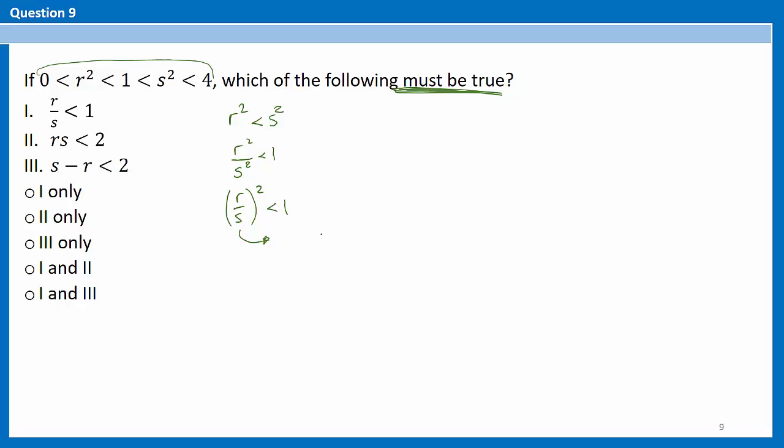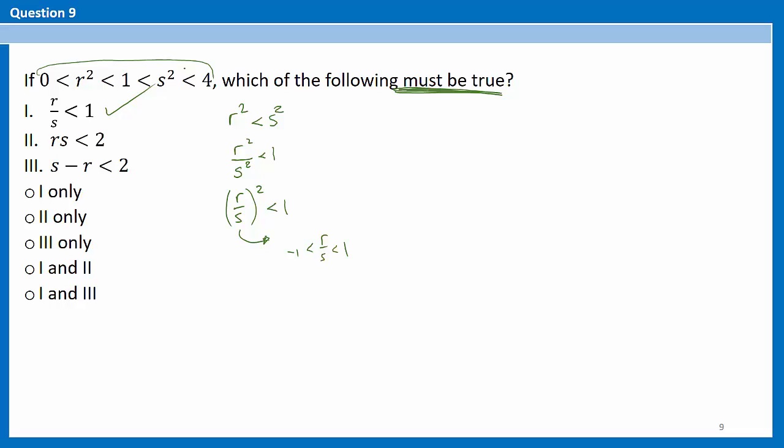It could be positive or negative, so let's just say that r over s is between -1 and 1. Okay, so is it less than 1? Yes. Doesn't matter if it's positive or negative, it's less than 1. So option number 1 must be true.